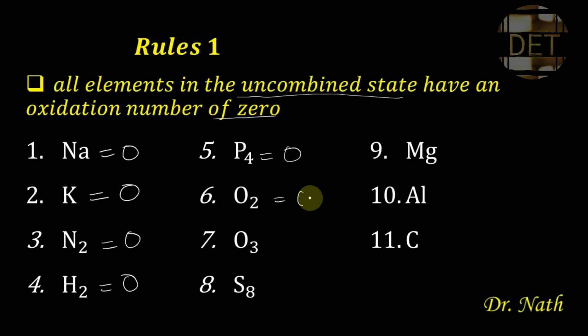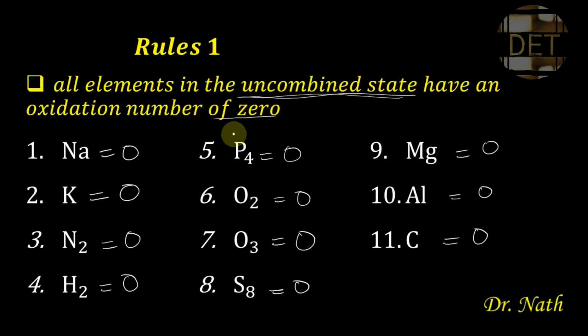Oxygen, the oxidation number is 0. Ozone, 0. Sulfur, 0. Magnesium, 0. Aluminum, 0. Carbon, 0. So for all elements in the uncombined state, the oxidation number is equal to 0. This is what rule 1 is all about.